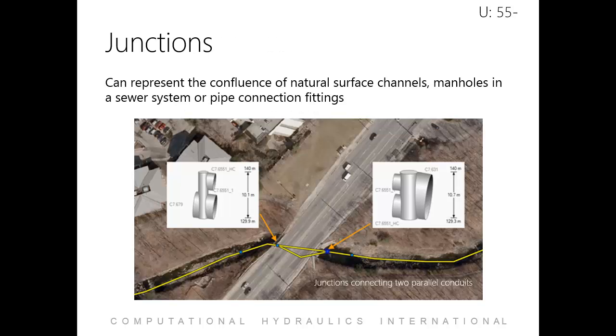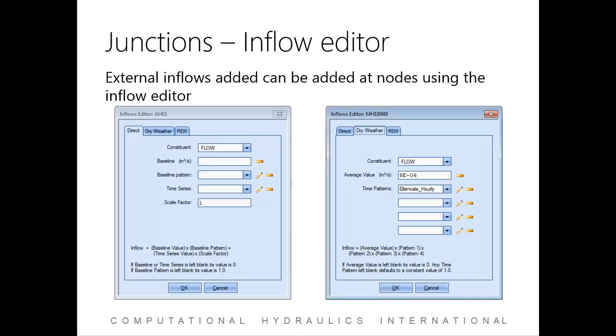Junctions are the drainage system nodes where the links join together. Physically, junctions can represent the confluence of natural surface channels, manholes in a sanitary or stormwater sewer system, or pipe connection fittings. In PCSWMM, there's an inflow editor in the junction attributes layer where you can add inflows representing direct, dry weather, or rainfall-derived inflow and infiltration.